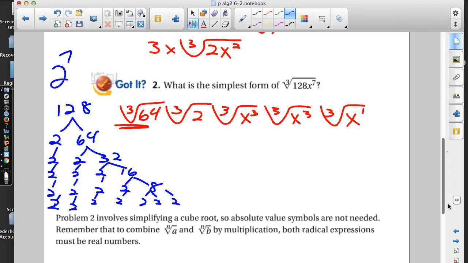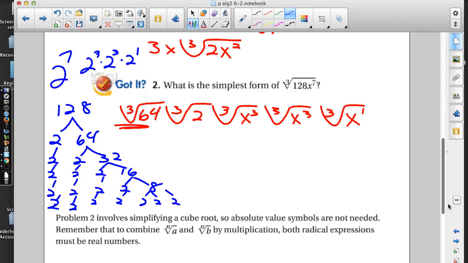So there's got to be a 2 to the 3rd in there. In fact, there have to be 2 of them, because it would be 2 to the 3rd times 2 to the 3rd times 2 to the 1st. 2 to the 3rd is 8. 8 times 8 is 64. So 64 should work in it. You go to your power chart and you see 64.